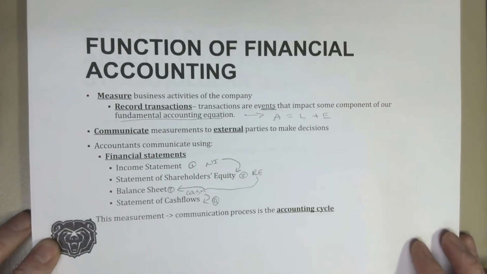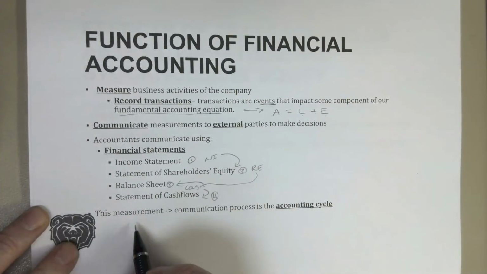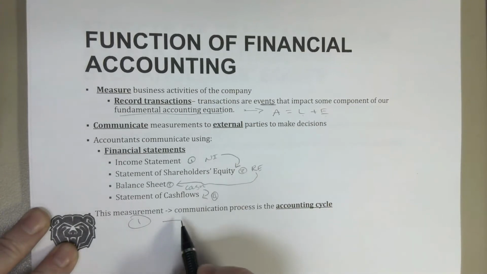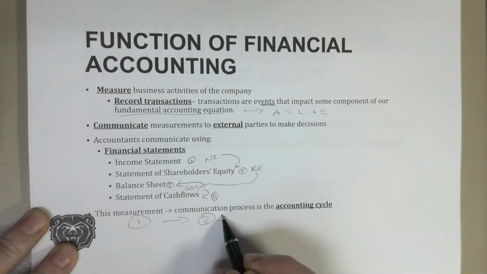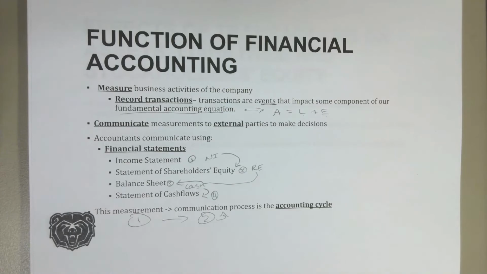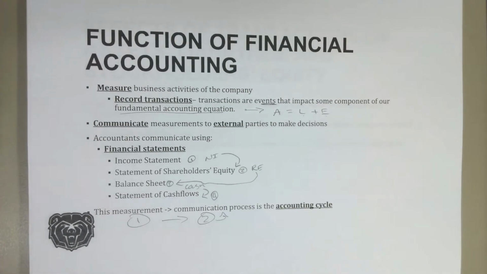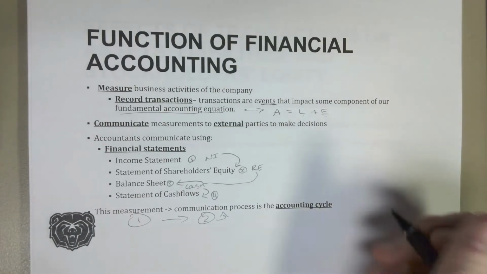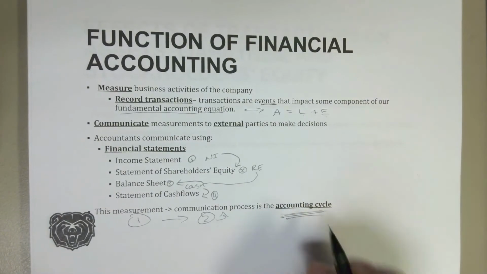These different measurements, all these measurements and the communication. So step 1, the measurement process, and then we go to step 2, the communication process. Okay. When you combine those two things, that's what we call the accounting cycle.